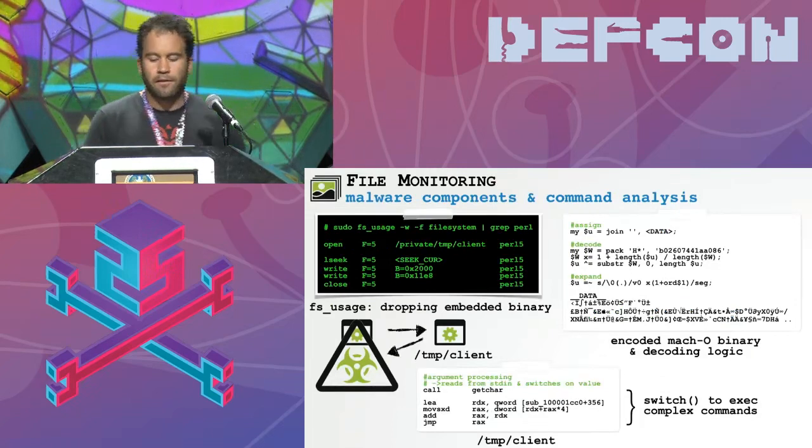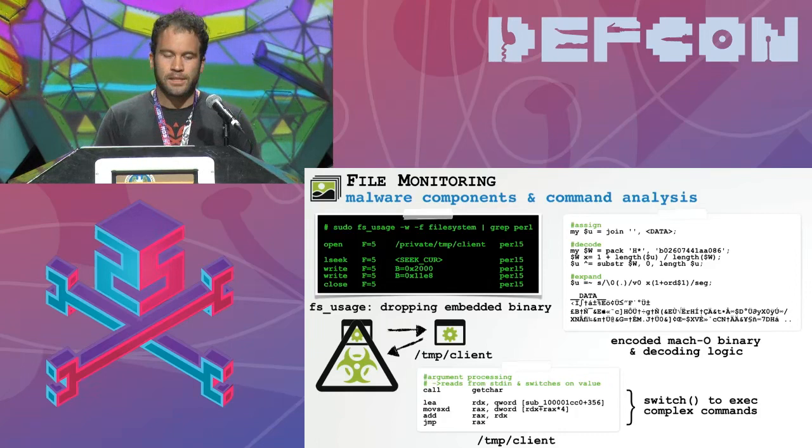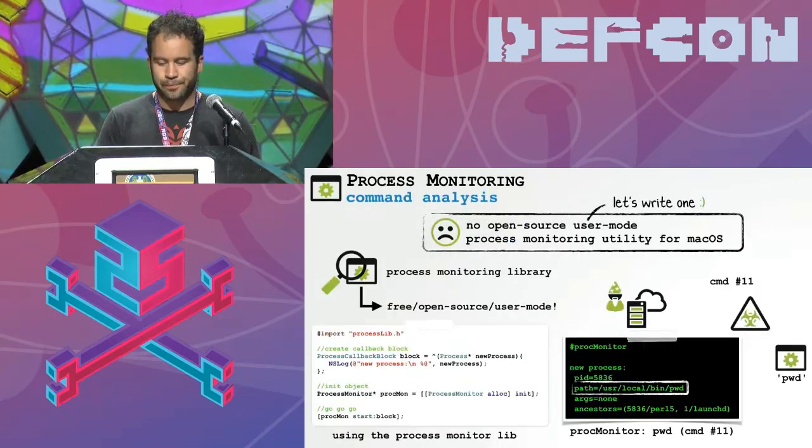Next up we have file monitoring. We can use the built-in fs_usage utility. This is a macOS utility that allows you to monitor file I/O events. We'll see that various commands, when you task the malware, will cause it to drop or save the embedded Mach-O binary, and we can see from the file monitor that it's saved to /tmp/client. So now we can grab that binary and do some analysis. But we'll see we actually don't have to fully reverse engineer this because we'll reveal its capabilities just via tasking.